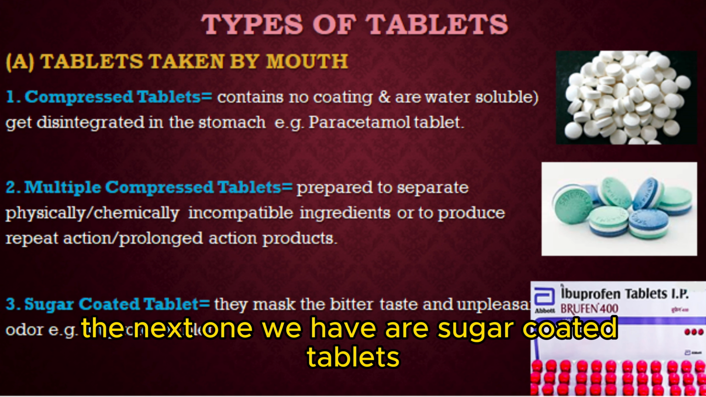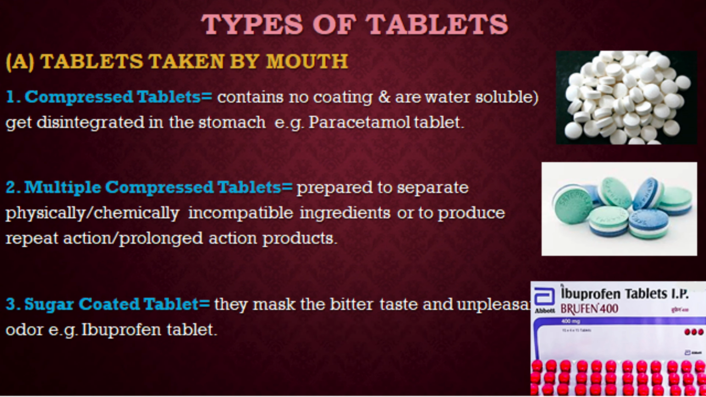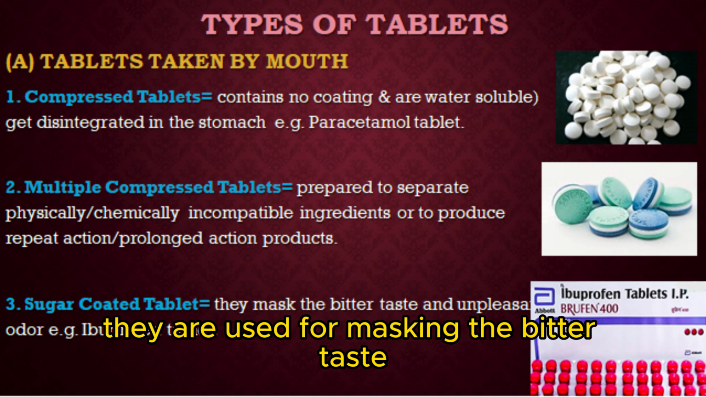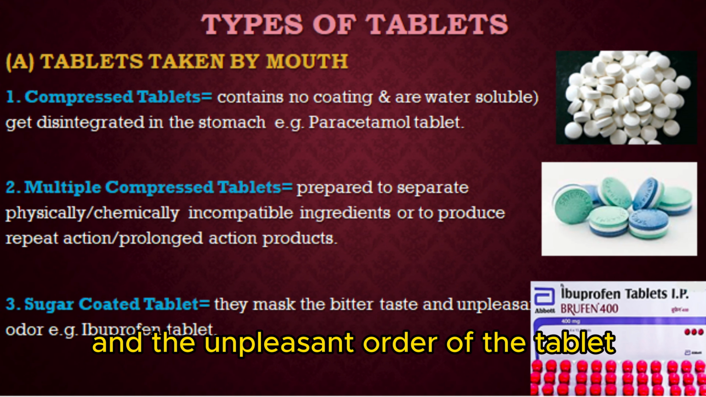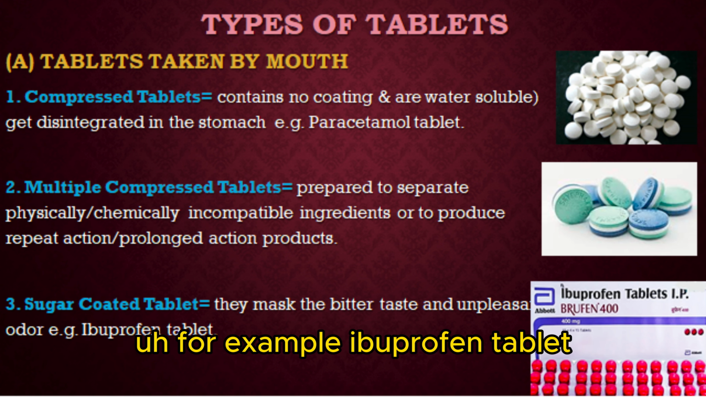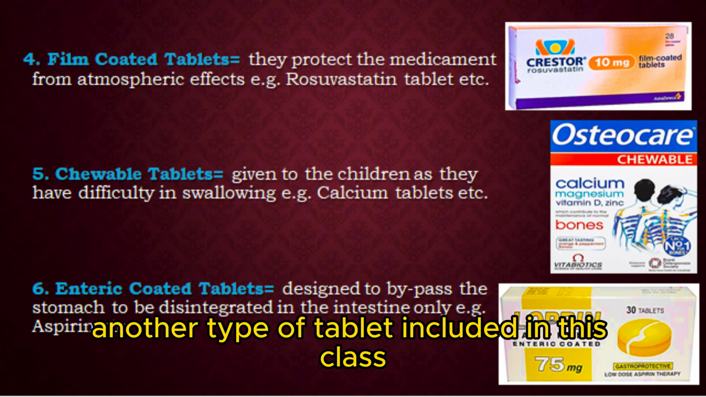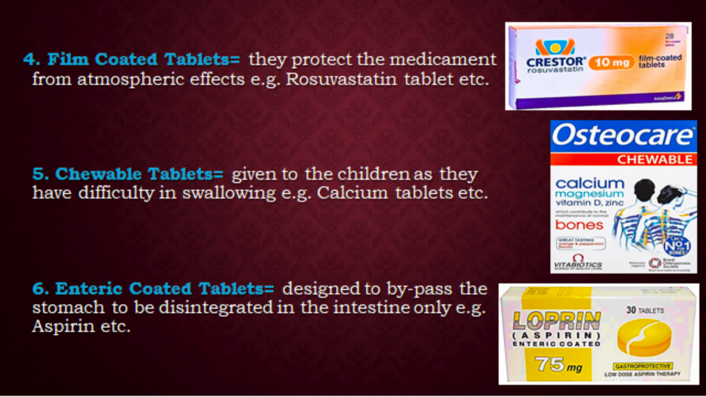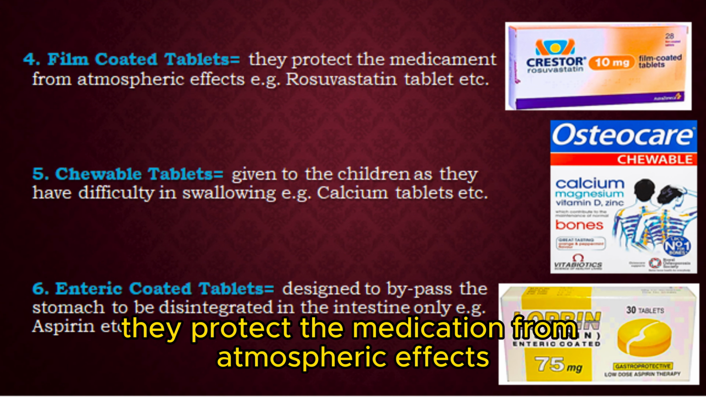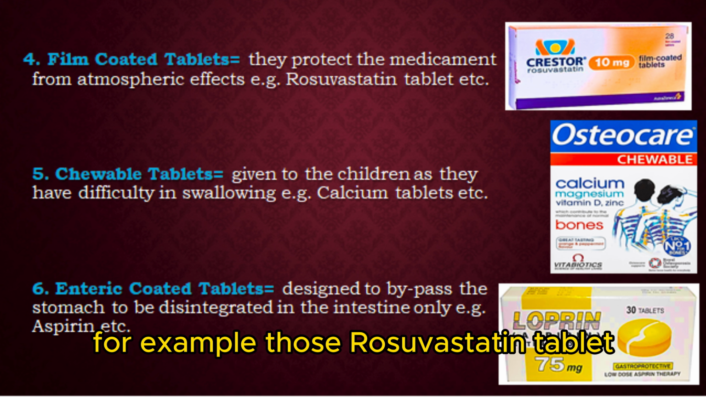The next one we have is sugar-coated tablets. They are used for masking the bitter taste and the unpleasant odor of the tablet, for example, ibuprofen tablet. Now, another type of tablet included in this class is film-coated tablets. They protect the medicament from atmospheric effects, for example, rosuvastatin tablet.